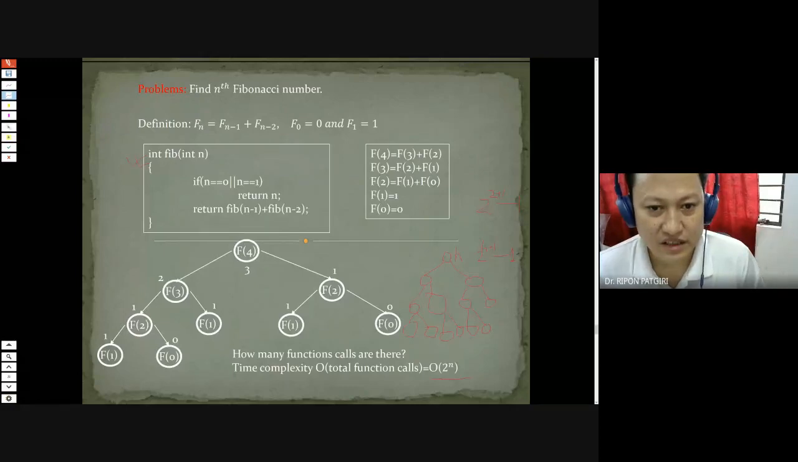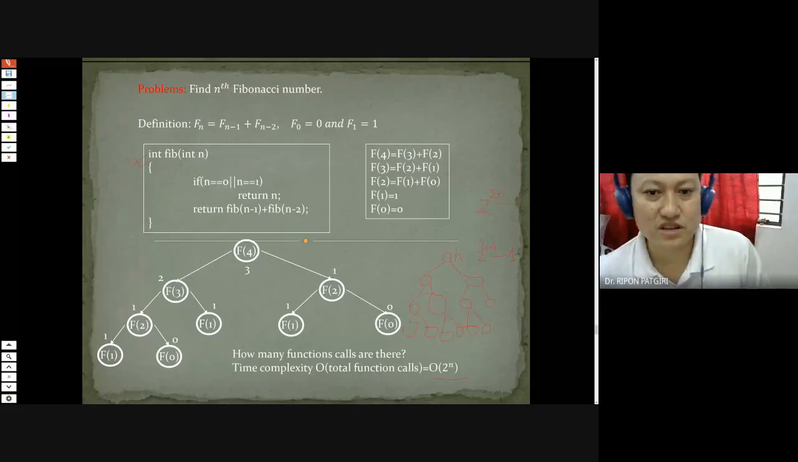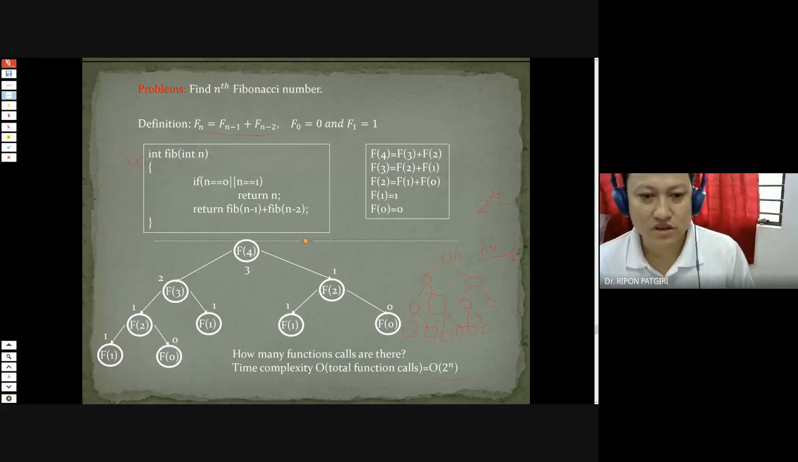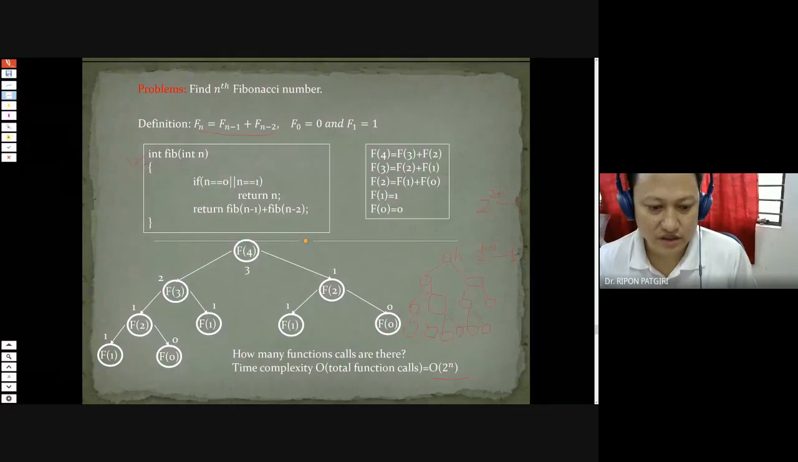See, this is the mathematical definition of the Fibonacci number. This is the recursive solution, and this one is known as the recurrence relation. With recursion, if you call f of 4, then it will call f of 3, because 4 is not equal to 0 and not equal to 1. That's why it will call this one.